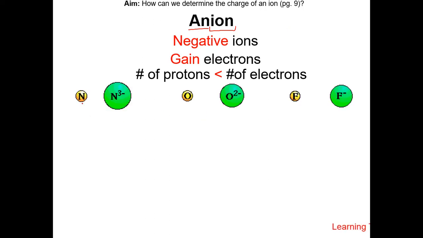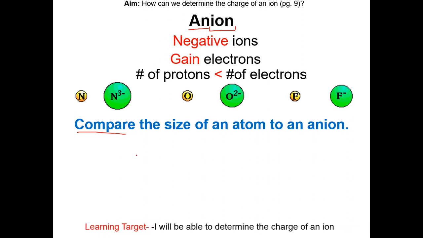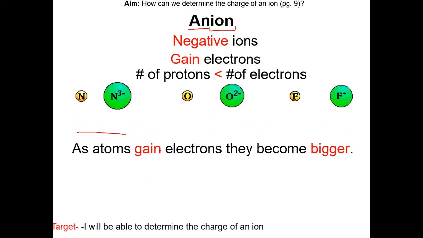So now let's compare the sizes of the atom and the anion. On the regents, whenever you see the word compare, it means is it bigger or smaller? You don't have to explain it, okay? Just say if it's bigger, smaller, or the same. So based off these pictures, it is bigger. As atoms gain electrons, they become bigger. In the future, we will explain why that's the case.